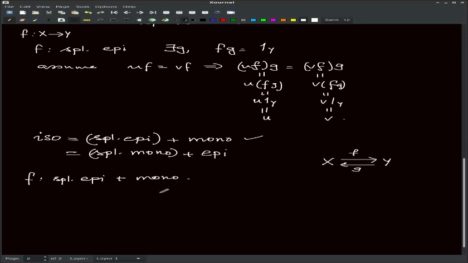Okay, and FG is equal to 1Y. So I have a right inverse. I want to produce a left inverse. So left inverse again. Let me look into this map GF.